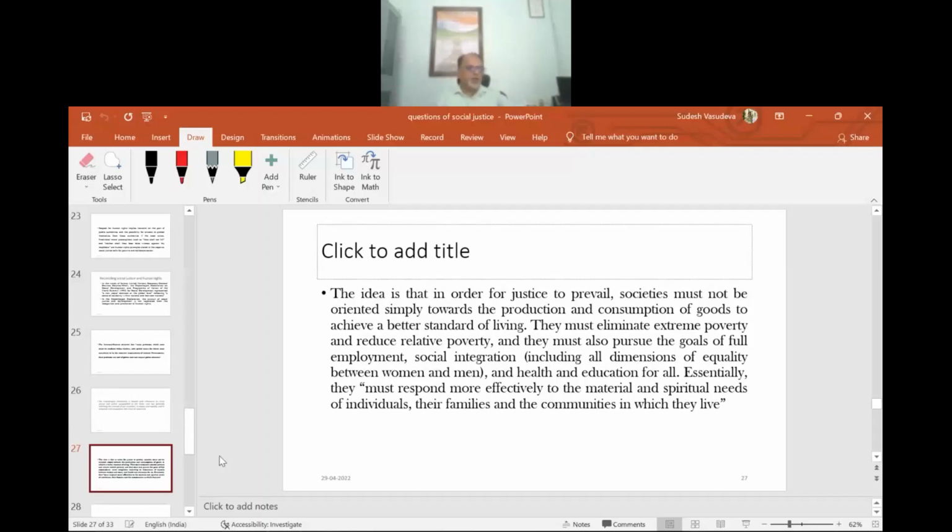Essentially, what the Copenhagen Declaration did was, there was a mandate that governments must respond more effectively to the material and spiritual needs of individuals, their families, and their communities. What we understand here, despite, of course, the critical part of the Copenhagen Declaration, is that after the Copenhagen Declaration, nothing very specific came about in terms of doing anything for the promotion of social justice.